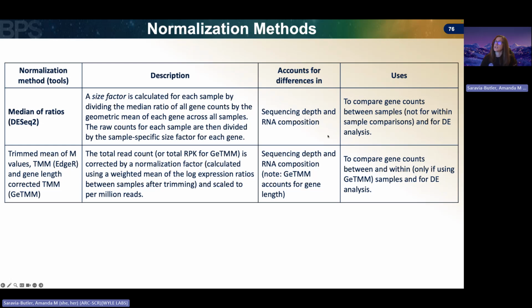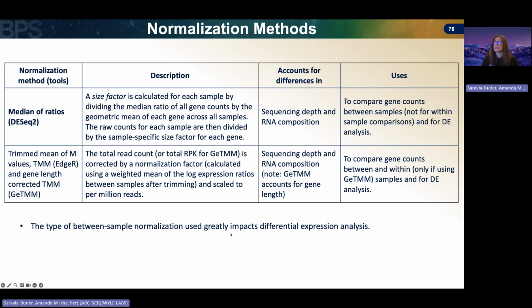So this normalization technique accounts for sequencing depth and RNA composition. And if you are implementing this gene length corrected TMM, then you're also accounting for gene length. So you can use this to compare gene counts between samples, and within samples if you do the gene length correction, and also for differential expression analysis. In the next lecture that comes after this, we're going to dive in a lot more into that median of ratios method and show you some example calculations so that you can understand that a little bit more, since that's the method that we use in the GeneLab pipeline.